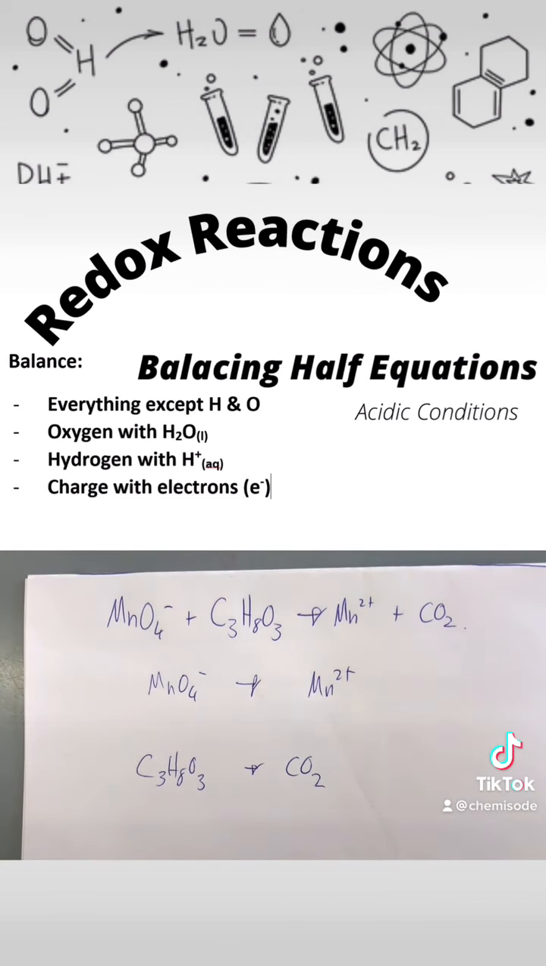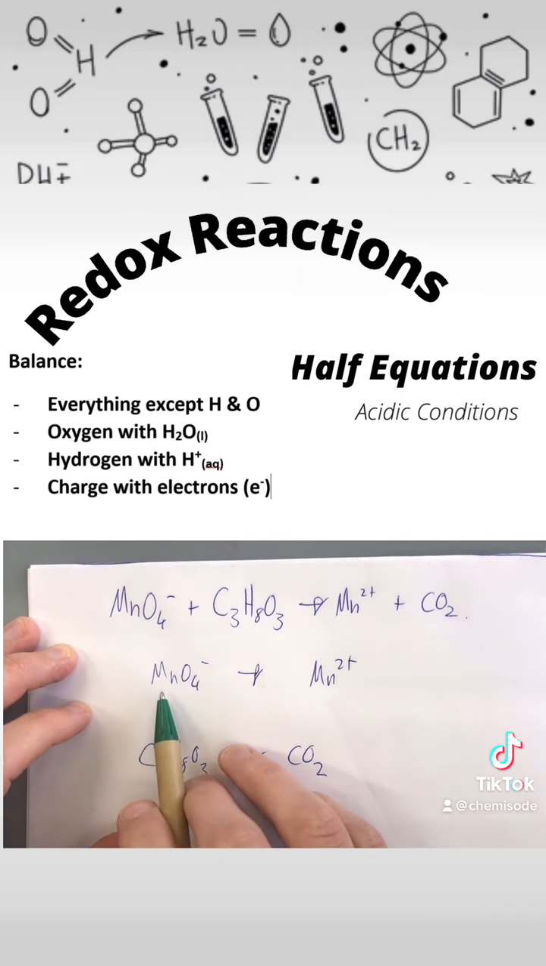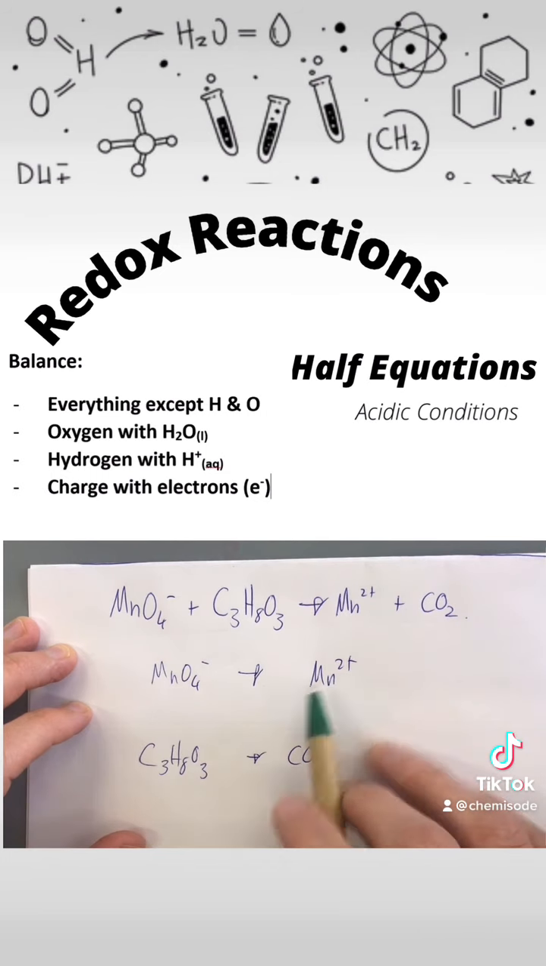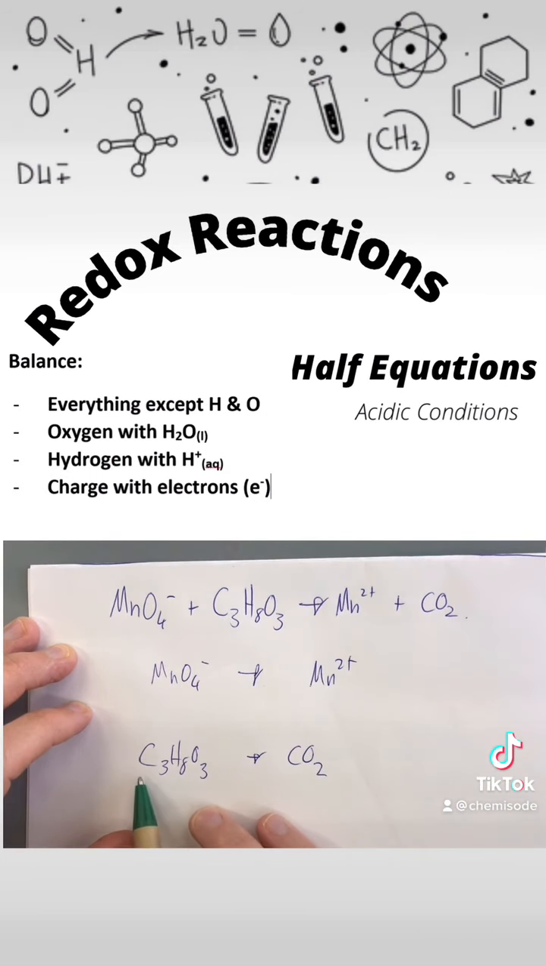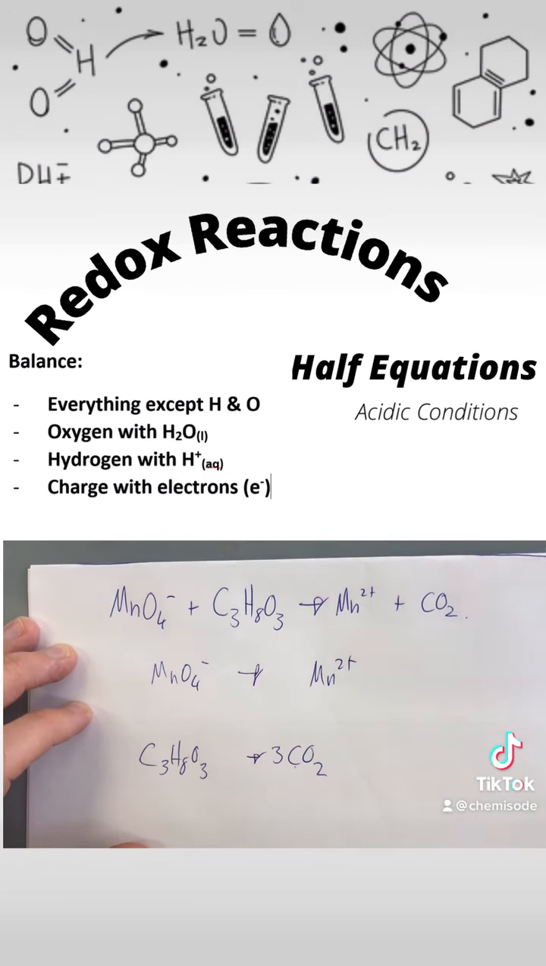So if I start off with this, then we can start to balance these using the rules that we have above. So the first rule is to balance everything that's not hydrogen and oxygen. In the first one, we've got manganese, we've got one of those on this side and one on that side, so that's balanced. Down here we've got 3 carbons and only 1 carbon over there, so I'm going to balance it by having 3 carbon dioxides.